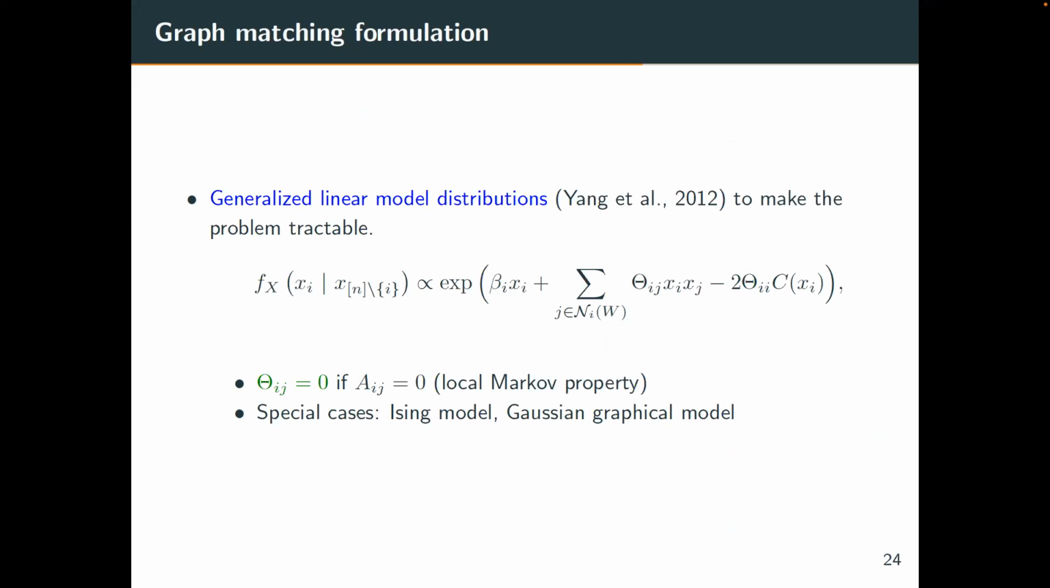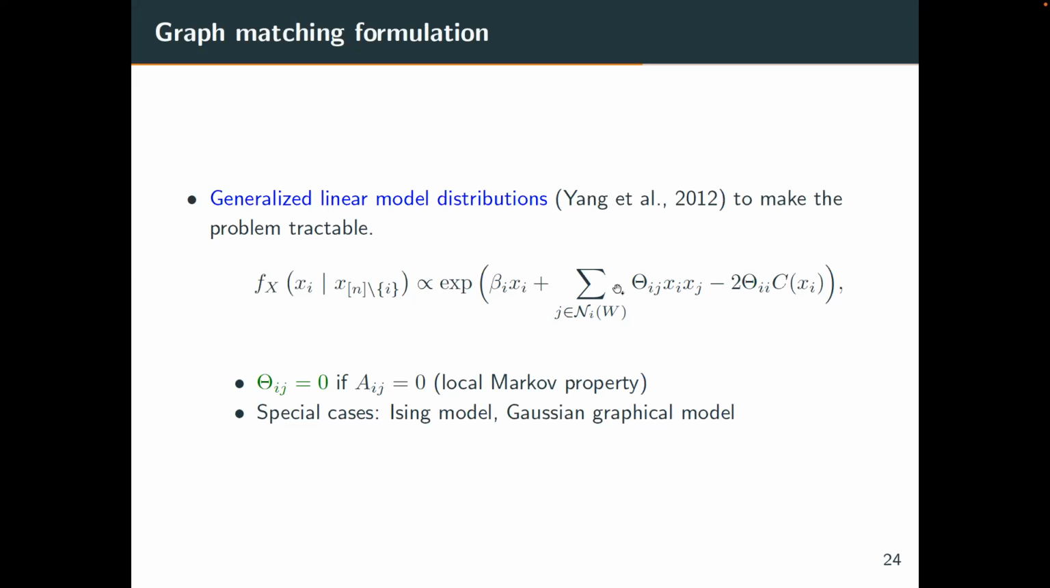Now, to formulate the problem more precisely, we need to simplify it a little bit. So in particular, we're going to make the assumption that the second network, the bipartite one, comes from a generalized linear model distribution. So essentially, the only assumption here is that the likelihood function is going to have this form. So we can represent the likelihood with this matrix theta. And this theta is sort of related to the original network, in the sense that if two people are not connected in A, in the unipartite graph, then the entries of this matrix here are going to be 0, which is basically enforcing the local Markov property.